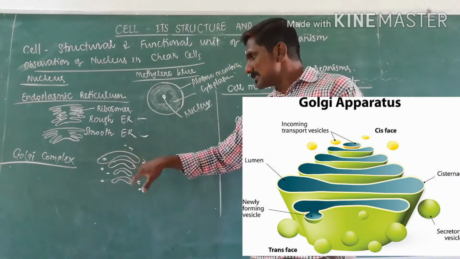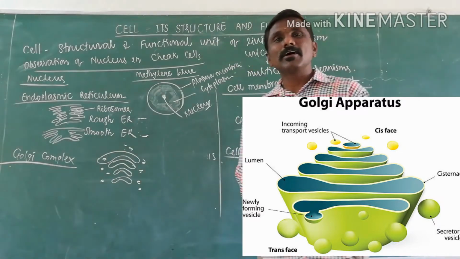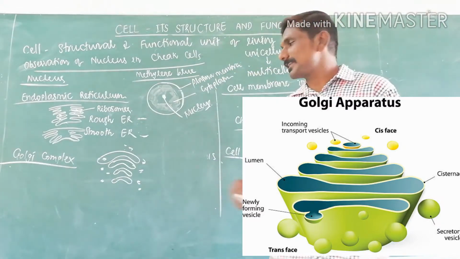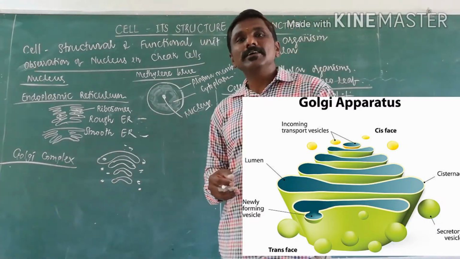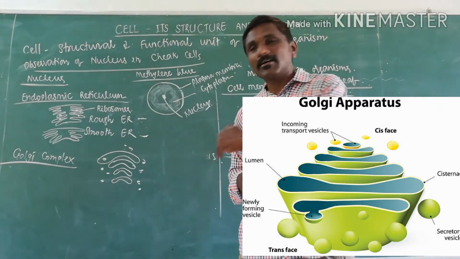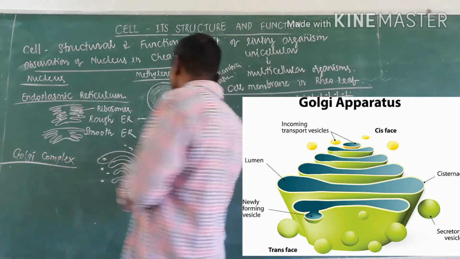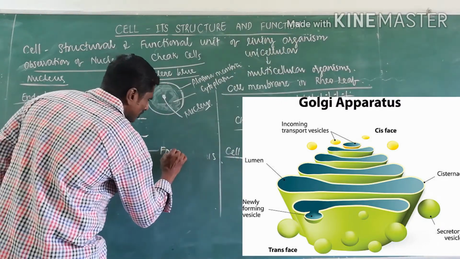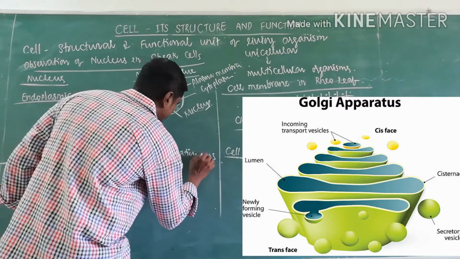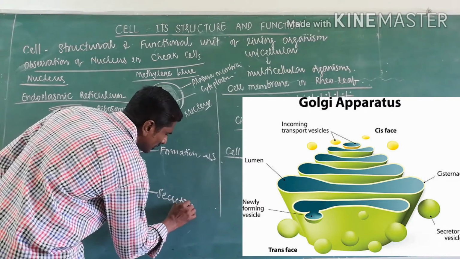And this Golgi complex has two parts here. One is the convex end, which is the forming end, and the concave end is the secreting end.